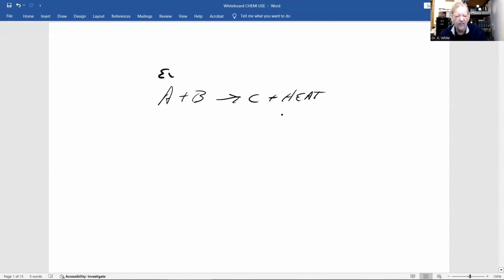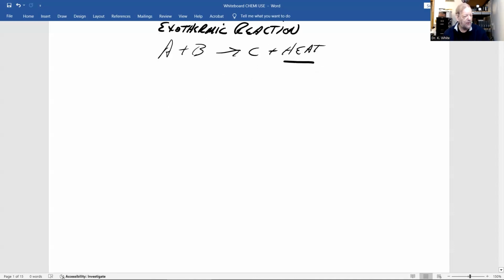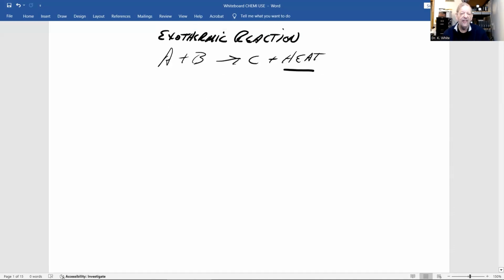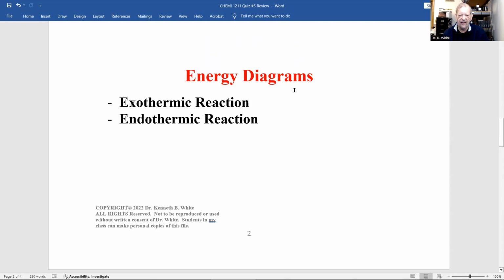And this is an exothermic reaction. And how do I know that? Because the heat is on the product side, on the side of the head of the arrow. Now, how do you do that graph? Let's go back and I'll show you the wording, the energy diagram for an exothermic reaction.